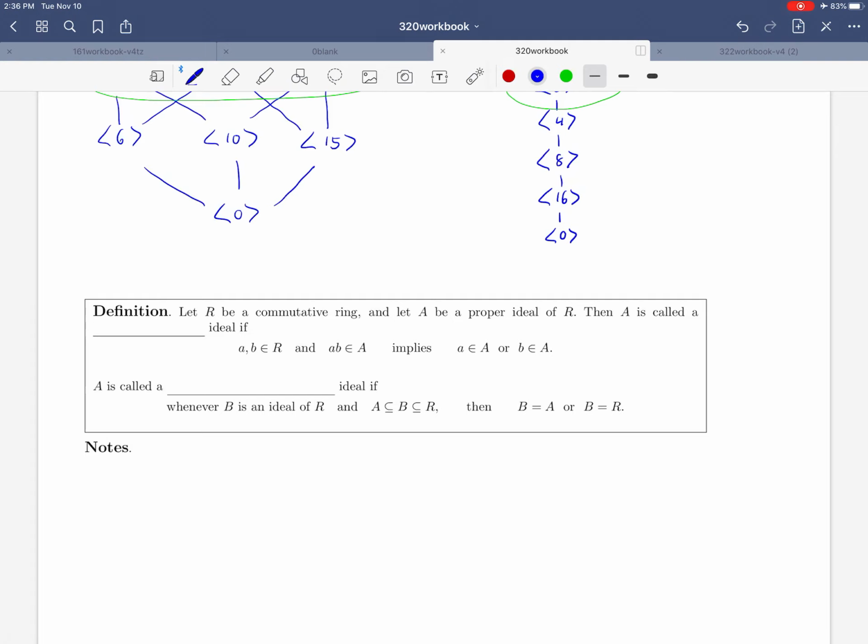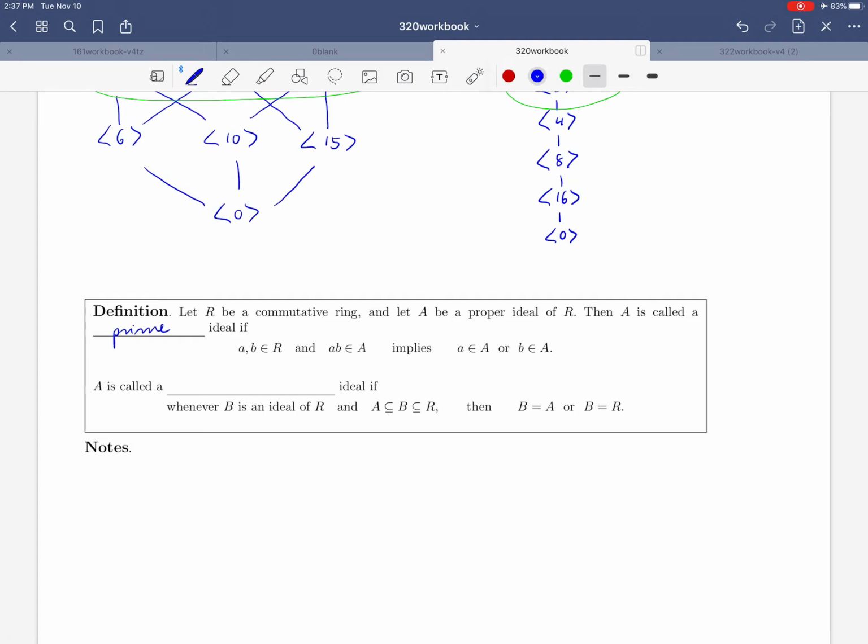So if we have a commutative ring R and A a proper ideal of R, then A is called a prime ideal if a, b in R and ab in A implies that a is in A or b is in A. And this may sound familiar to the definition of a prime in the integers, and that's exactly where this name comes from, why we're going to call these prime ideals.